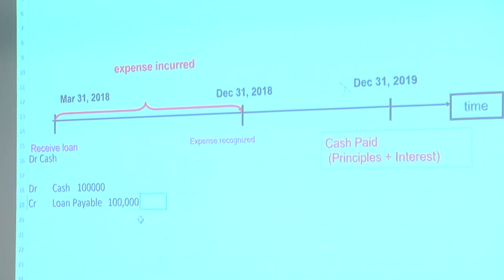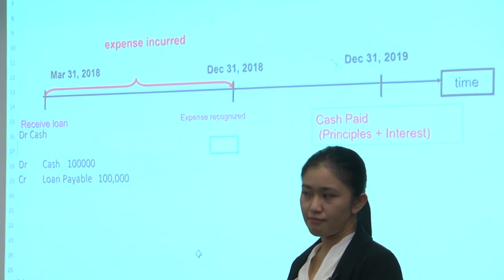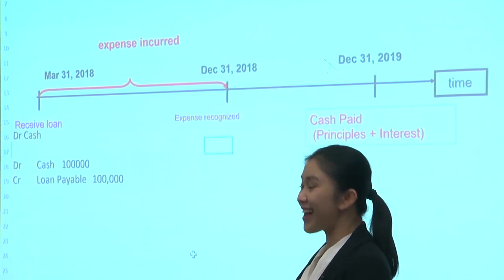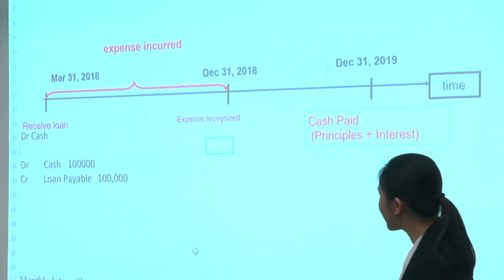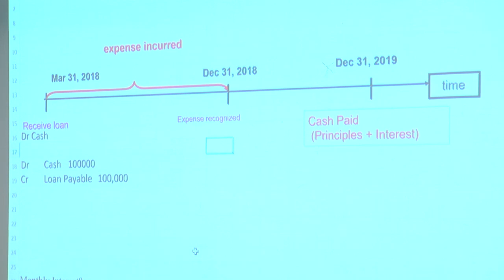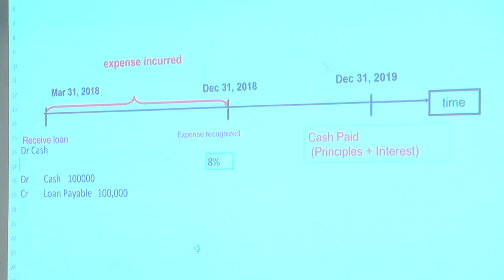On this date, from March to December, how many months? 9 or 10? 9, because it's March 31st, so the first 3 months have passed. So we use 12 minus 3. So 9 months. Each month, how much interest? Formula: 8% times 100,000. This is the total interest, right? And this is good for 12 months. And then I would times this by 9 divided by 12, right?